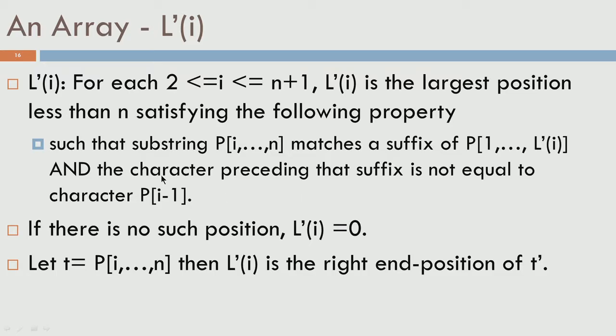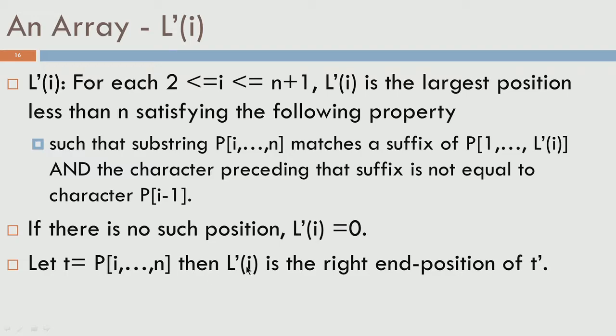Further, the additional condition that must be satisfied is that the character preceding the suffix is not equal to p of I minus 1. So, p of I minus 1 is the character preceding p of I, and that value must not be equal to the character preceding the suffix match in 1 to L prime of I, and L prime of I is the largest value which satisfies this particular property. If no such position is found, then L prime of I is said to be 0, and we will refer to p of I to n, the suffix of the pattern p starting at I, with the letter t.